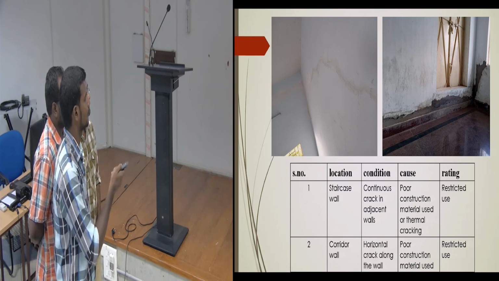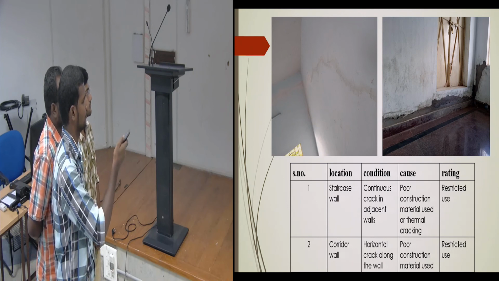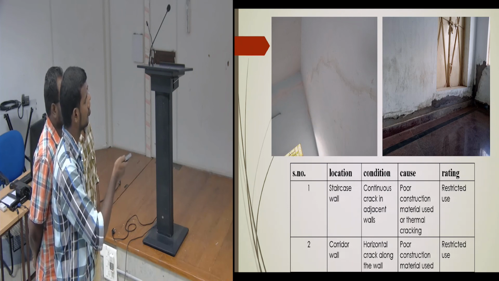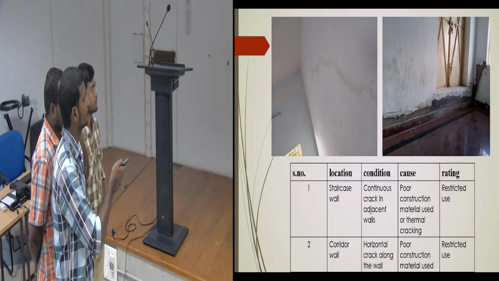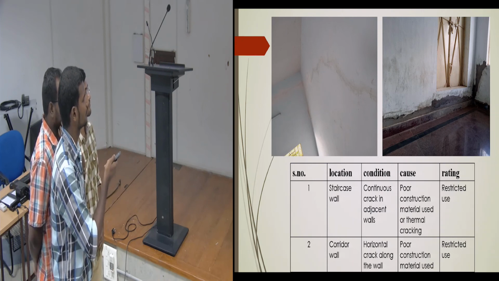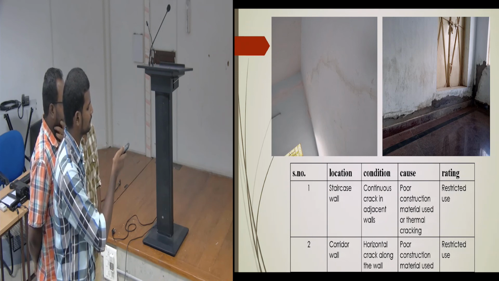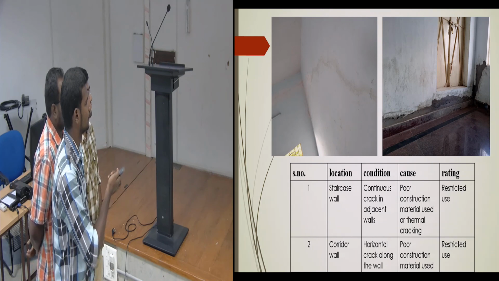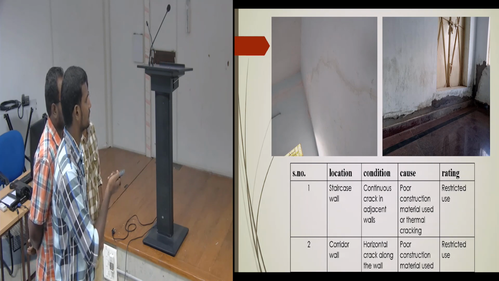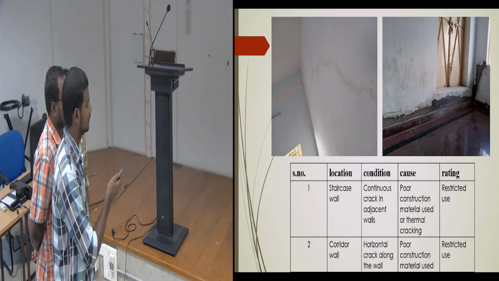Coming up on the staircase, there is a wall. On the opposite wall, these are the cracks near the floor. These have again been patched up, but still that patch is starting to break up and show the cracks. So again, poor construction material used. So again, restricted use only.